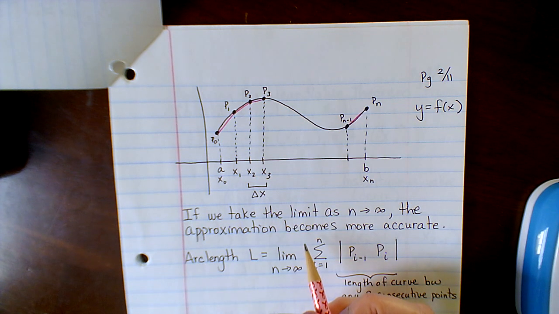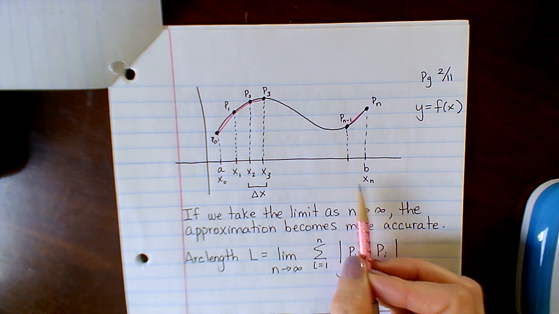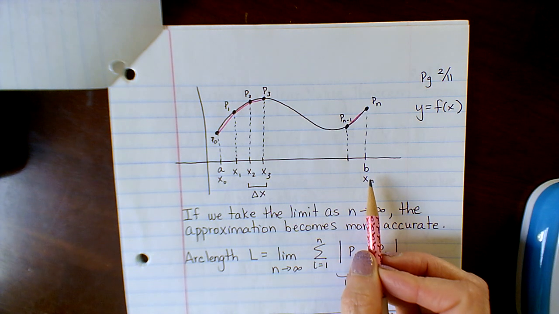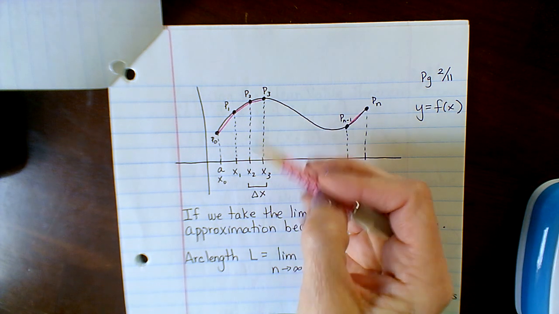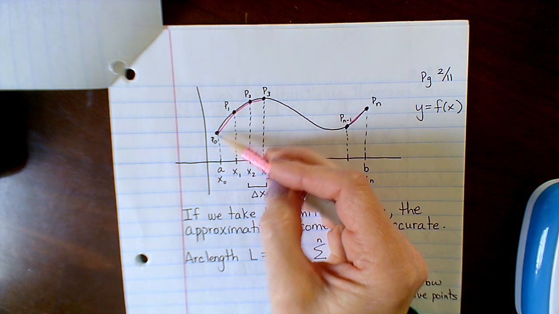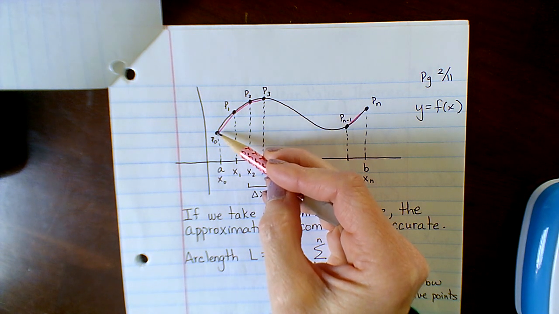delta x. Now if I take the limit as n goes to infinity, this approximation becomes more accurate, because I'm going to get more and more of these intervals, and these intervals are going to get infinitely smaller. So what I'm going to do is take the length of the line segments in those intervals, and these line segments, you can see right here, that line segment is a good approximation, but it's not exact.